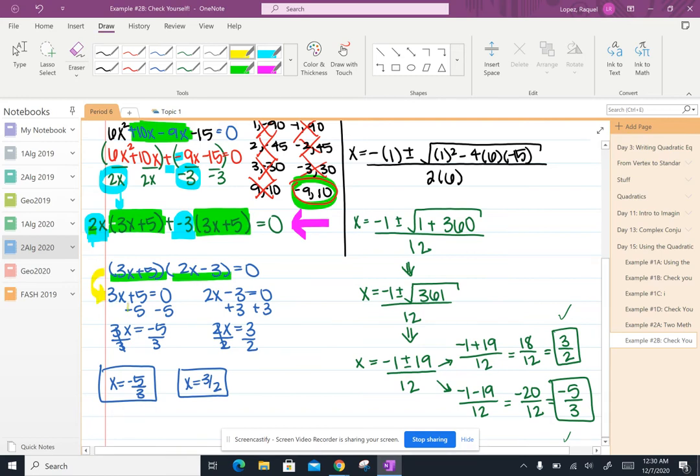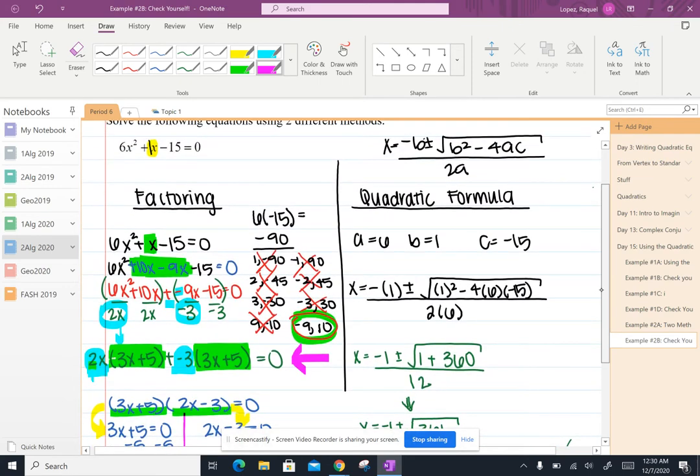So I set each quantity equal to 0 and I solved for x. And so you can see, maybe it'll be easier to see if I just draw a line down here. So from here, this is pretty much Algebra 1 work. So over here, subtract 5 and then divide by 3. One of my solutions is x equals -5/3. And then on the other side, I end up with x equals 3/2.